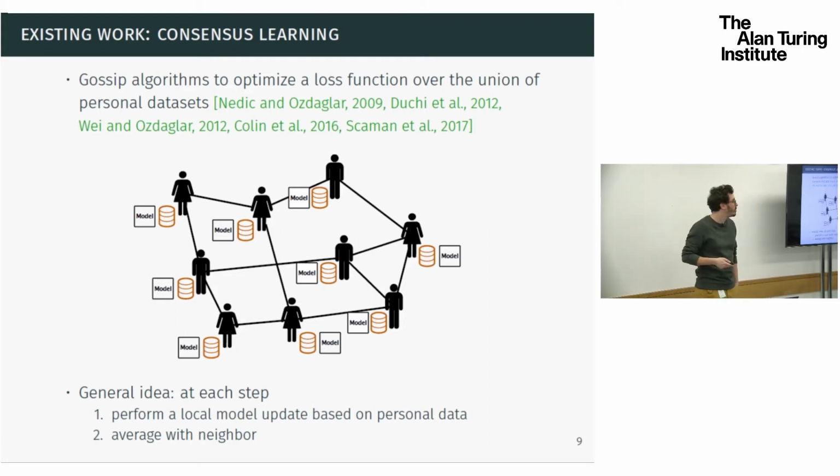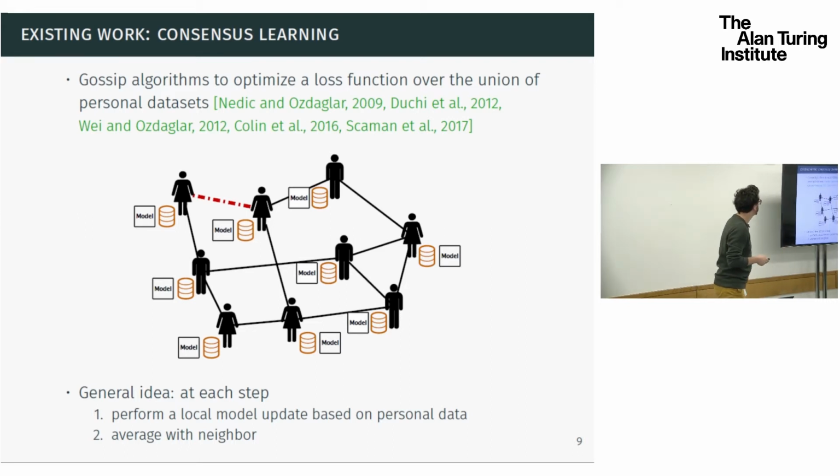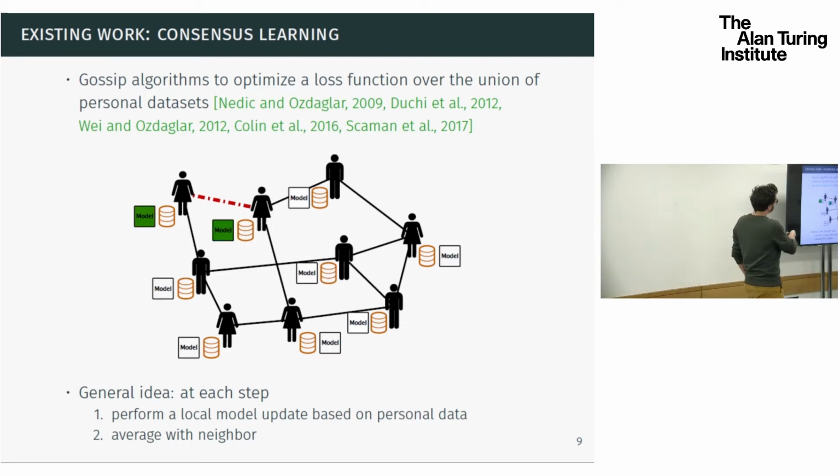And those approaches go like this. I'm just giving here, again, a general idea. At each step, the way those things work is, this is a gossip algorithm, so I get some random edge activated. Assume everybody starts with the same initial model. Then when the iteration starts, two users contact each other. They perform a local model update. Basically they look at their local data and they update the model they currently have based on their data. And then they do some kind of averaging.